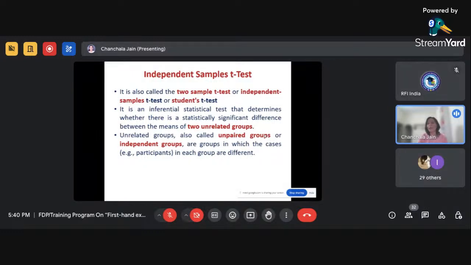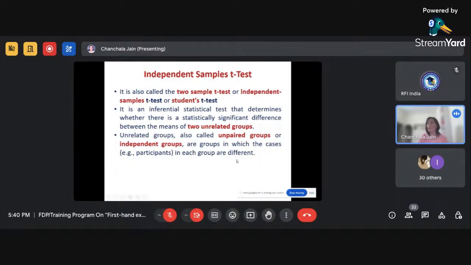They should be unpaired in nature, right? Or we can say they should be independent of each other. That is why this t-test is known as the independent samples t-test. So these independent groups are groups in which the cases in each group are different.